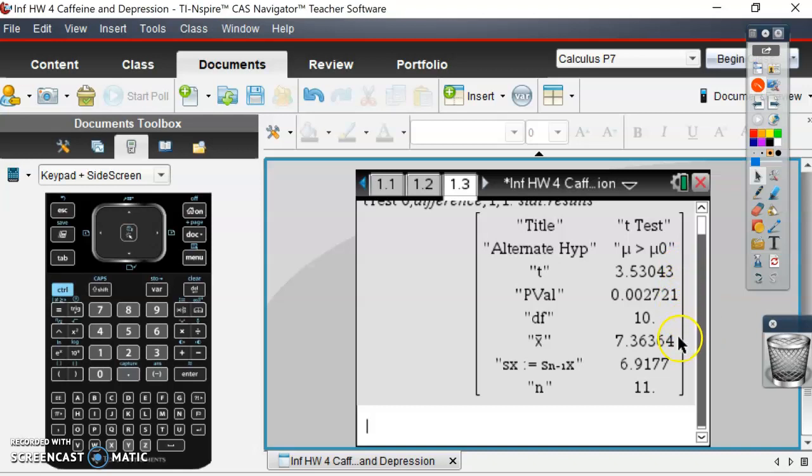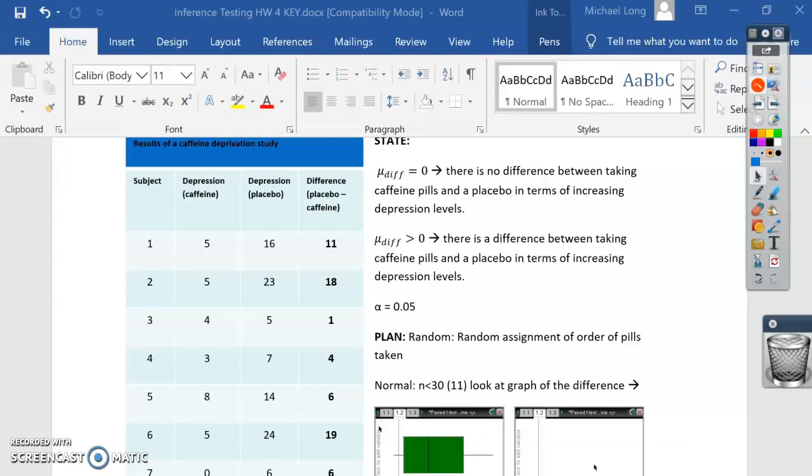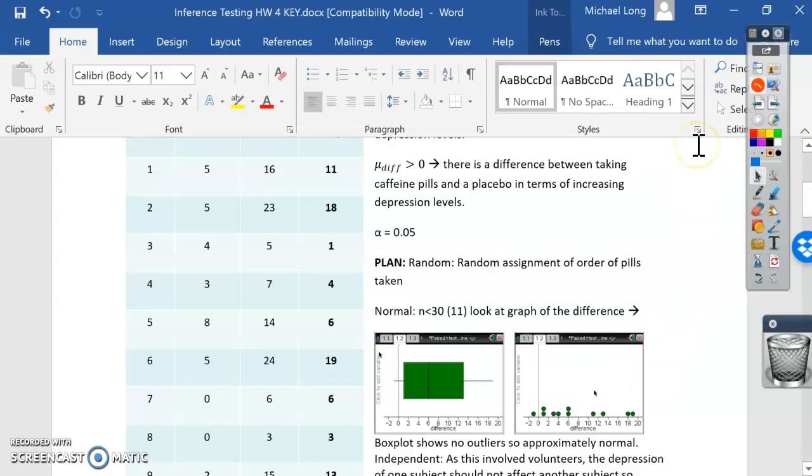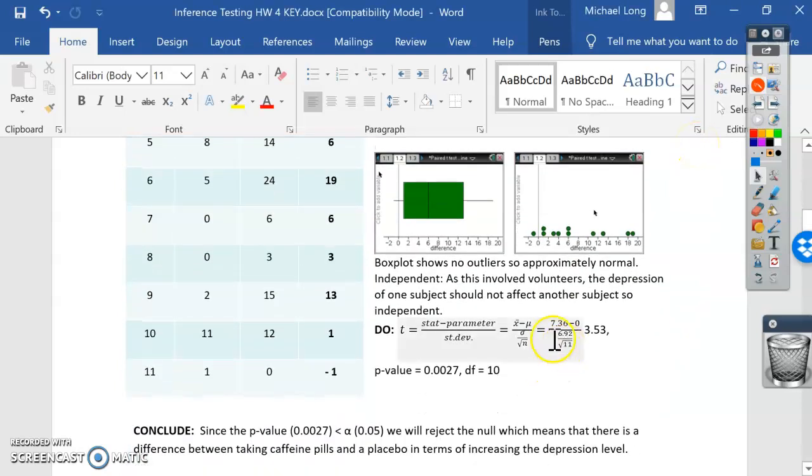And notice here, this is where the mean and standard deviation is, which I'm going to use when I go to the numbers. So the mean is 7.36, the standard deviation is 6.92. There's my t statistic, there's my p-value. So I'm going to need all four of these values to record here. So when I come back here, you can see here, there's the test, there's the mean, 7.36, minus my mean from the null hypothesis, which was 0, over the standard deviation, which was 6.92, over the square root of 11. And that's how it comes out, 3.53, and my p-value is very, very small, as you can see there.